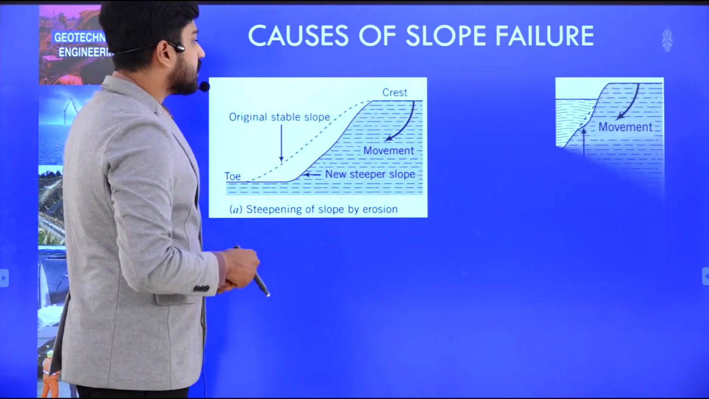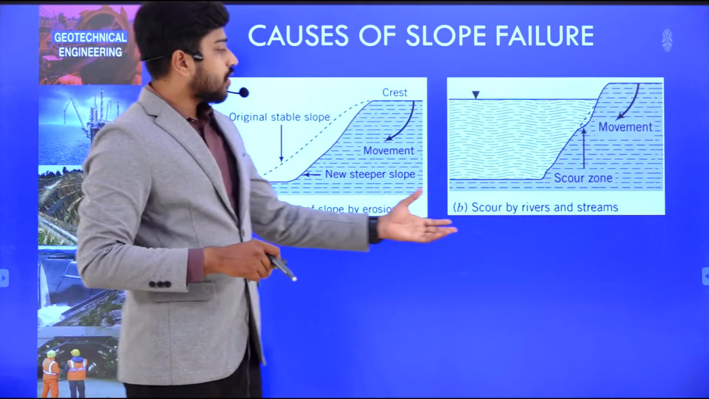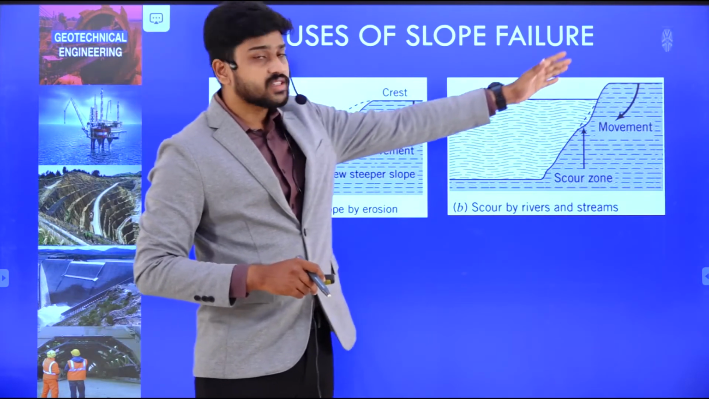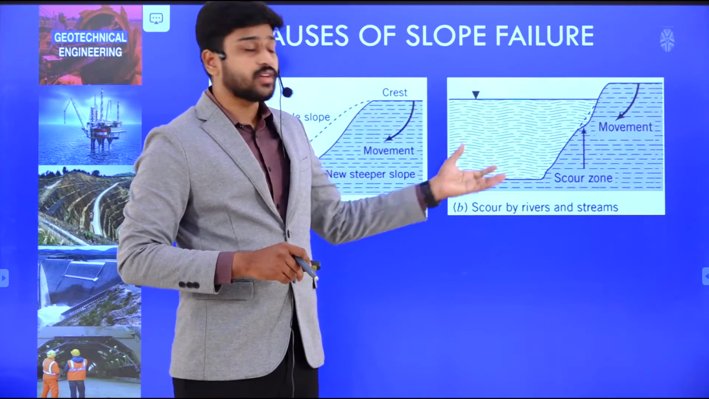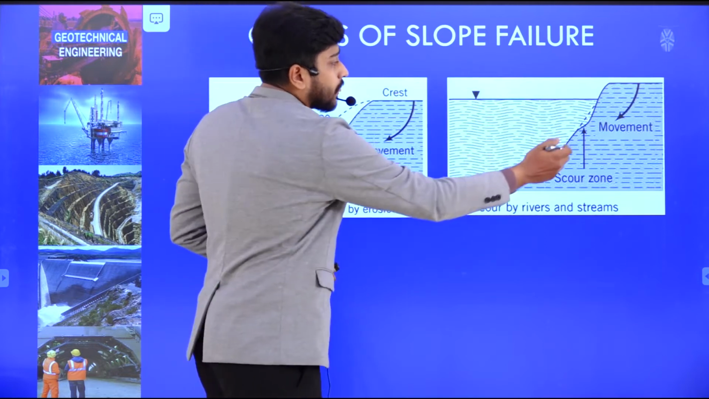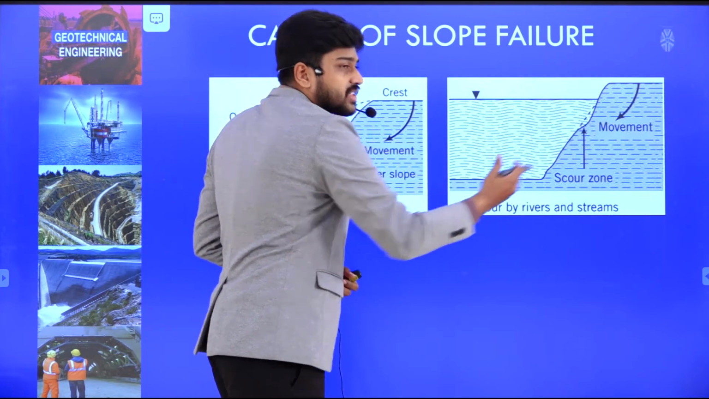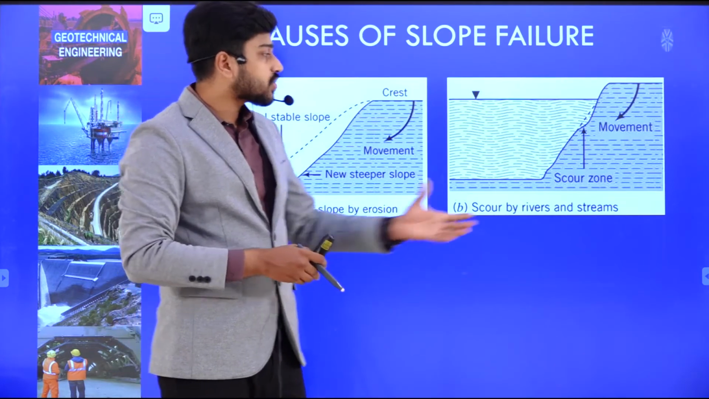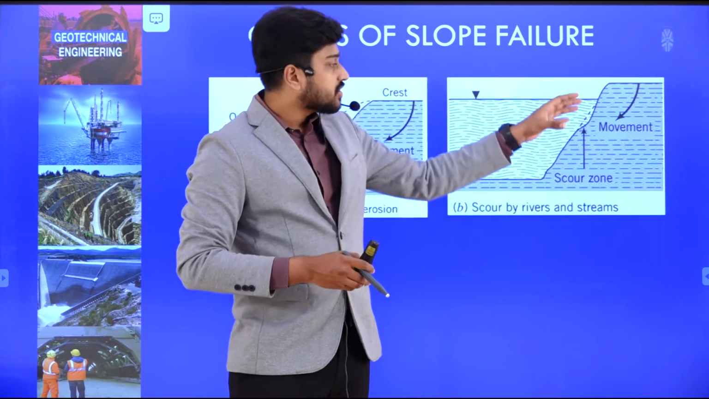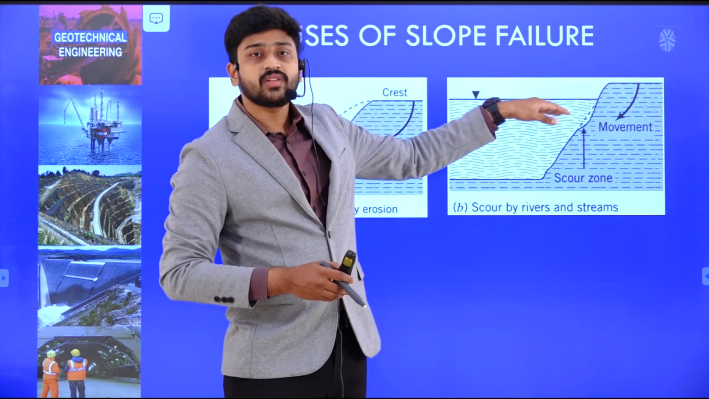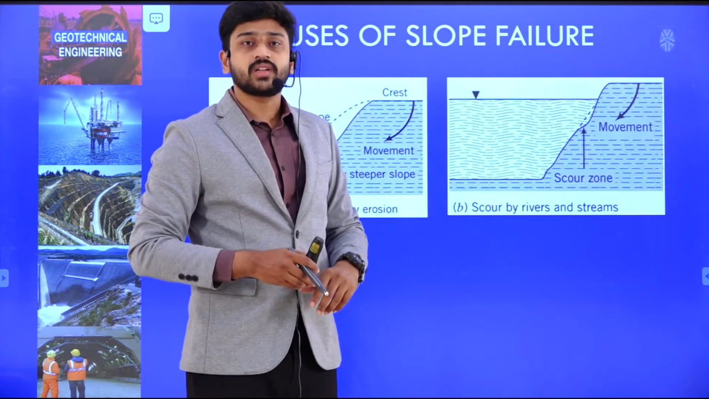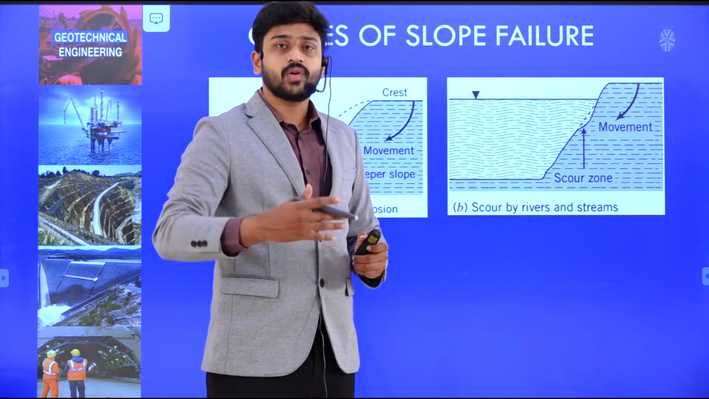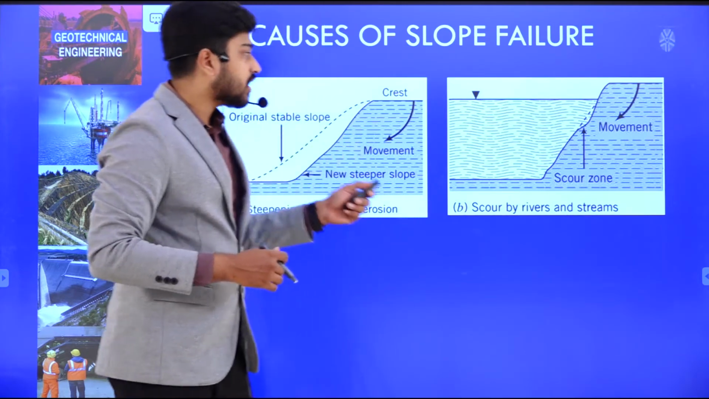Now the other one is scouring by rivers as well as streams. If you look at the other case, imagine this is a sloping surface along a particular river. What is happening at this particular location? Let us say some amount of soil is getting deteriorated, that means a scouring effect is taking place. Then the slope failure is occurring because of the water that is present, since it will flow with a certain velocity. So that is another effect.